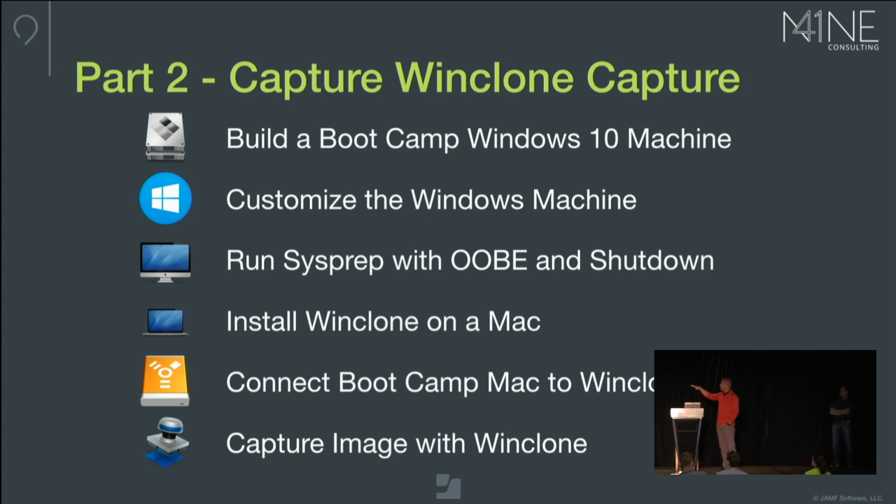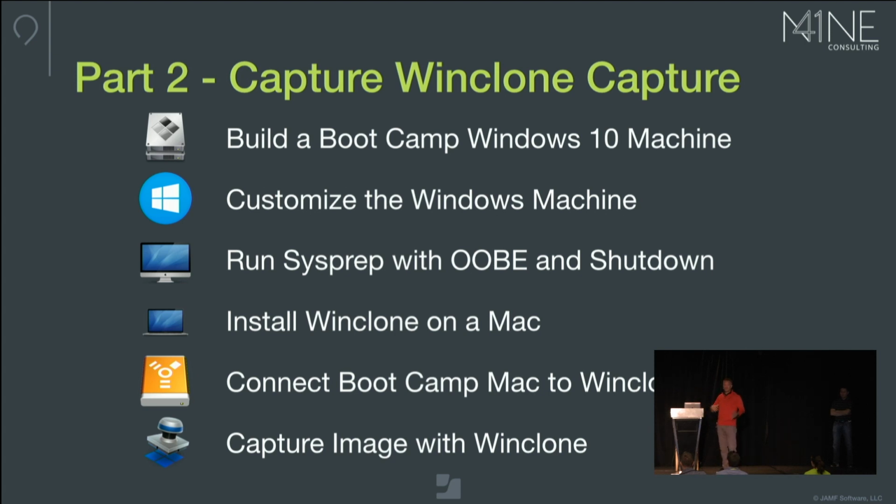So what we did is we built this Bootcamp Windows 10 machine, kept it as vanilla as possible. I put in here customize, so do whatever customizations you want. Then run sysprep with OOBE and shut it down. So out of the box experience, that's going to generalize everything. Get rid of the machine name. If you bound the domain, it's going to throw all that away, so just don't do that. Just keep it as clean as possible.